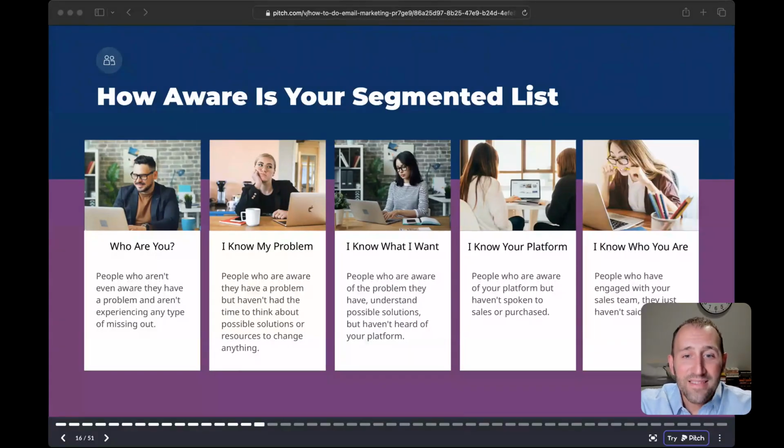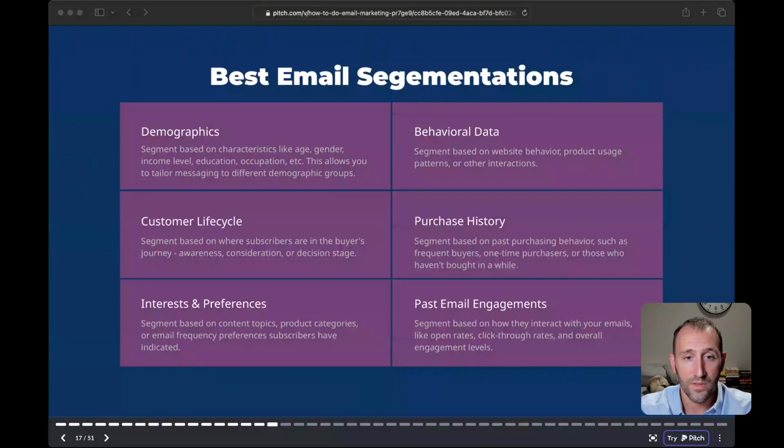The fifth and last level, I know who you are. These are the people who have engaged with your sales team. They just haven't said yes. The best way to target these people is by sending them either an email segmented in your CRM, calling them on the phone, or running display ads that retarget prospects who have visited your pricing page, your demo request form, or are a part of your free trial or freemium subscription, with additional value using persuasive language, encouraging them to take the right step in purchasing your platform.